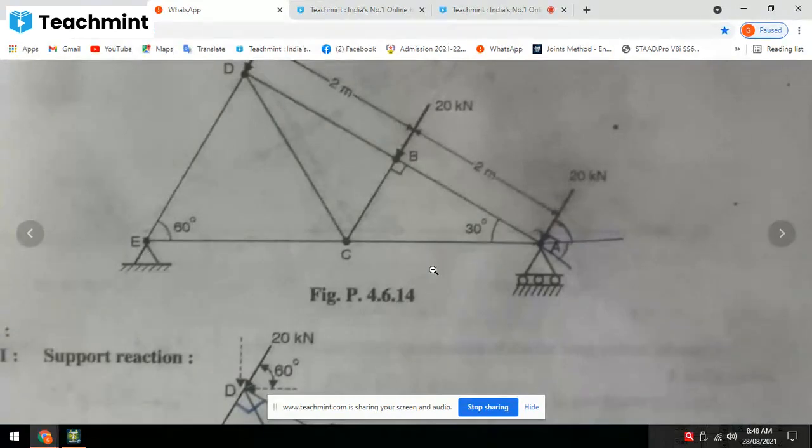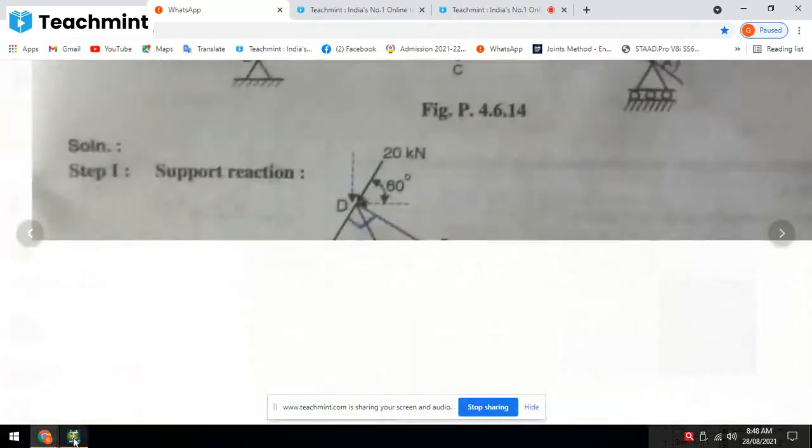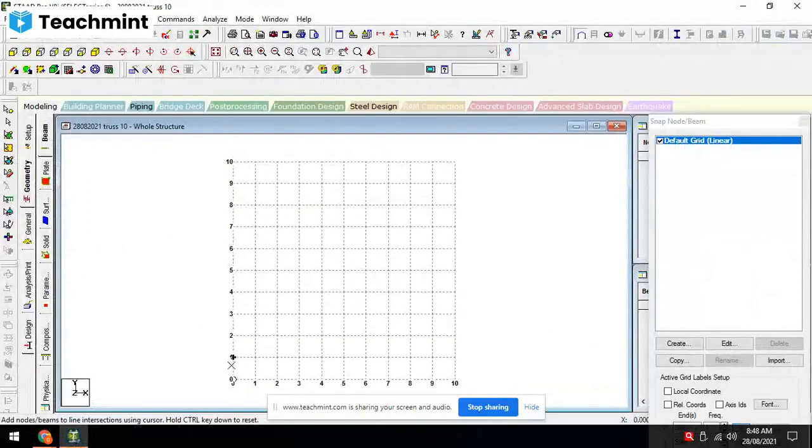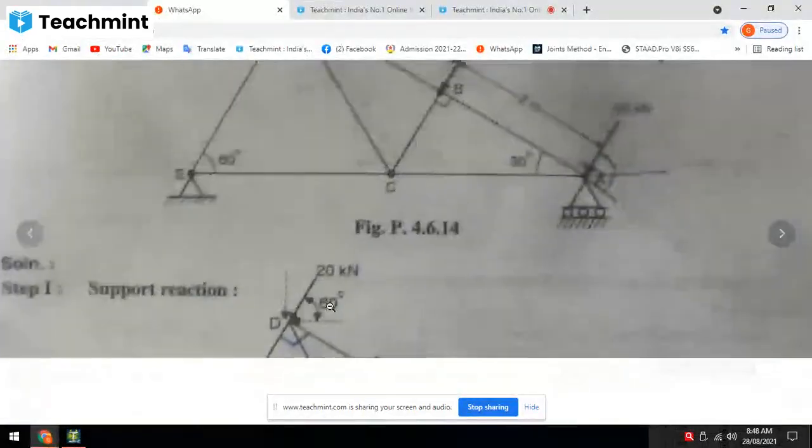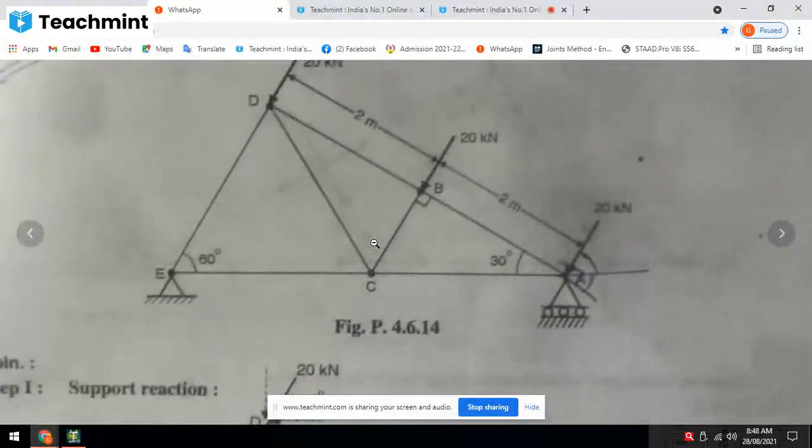It will be 3.46, I think. 1.73 multiplied by 2, 3.46 is the AE. AE value is 3.46. BC is 1 meter, DE is 2 meter. Okay, we'll draw the truss. So total required 3.46 is sufficient.